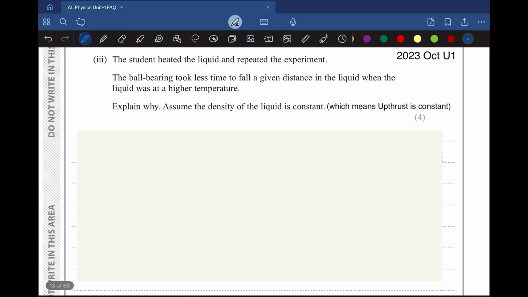Now the next part says the student heated the liquid and repeated the experiment. The ball bearing took less time to fall a given distance in the liquid when the liquid was at a higher temperature.